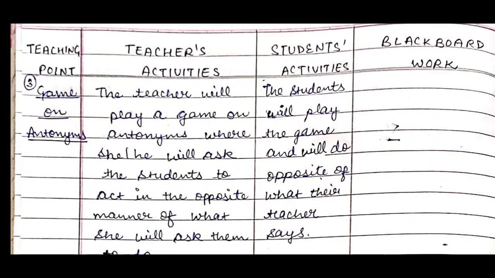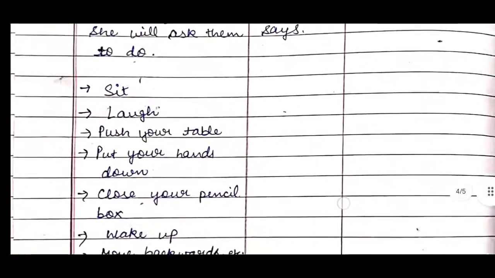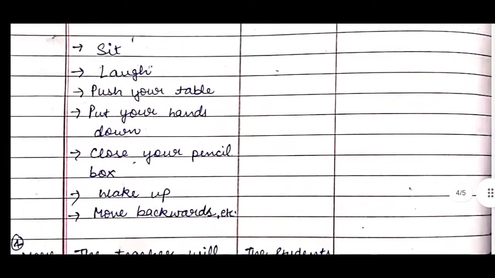After that, third teaching point is game on antonyms. So just to make our class more interactive, we'll play a game on antonyms. What will the teacher do here? The teacher will play a game on antonyms where she or he will ask the students to act in the opposite manner of what she will ask them to do. And the students will play the game and will do opposite of what their teacher says. So here there will be no blackboard work.